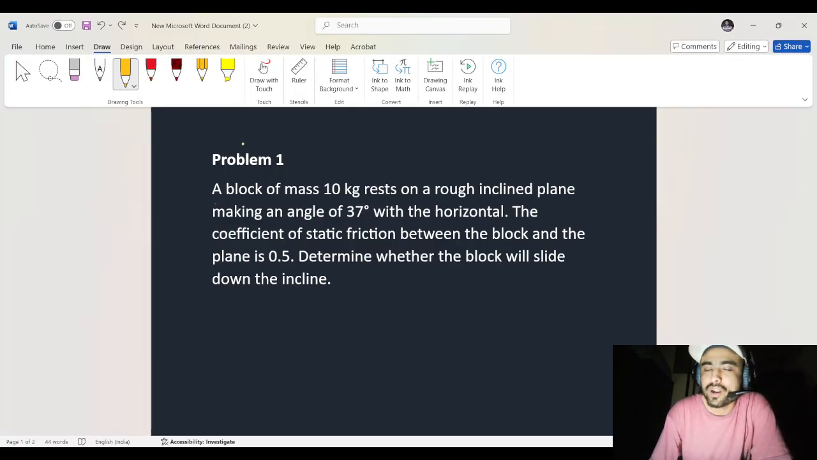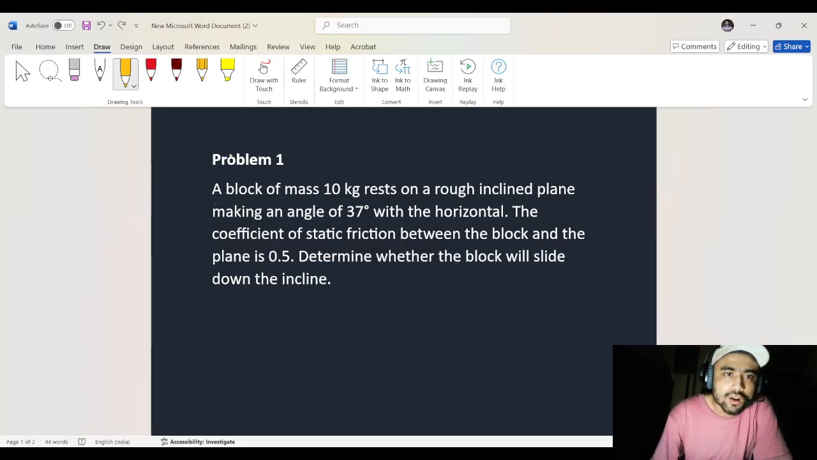Today we are going to solve a numerical from the friction chapter of the classical mechanics part of physics. This is going to be a very short video, so I'm not going to introduce myself. Without dragging it further, let's just directly jump into this question.